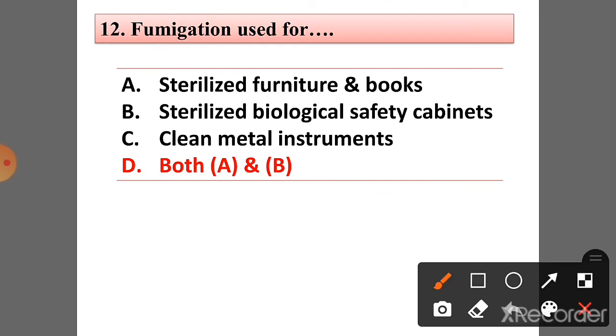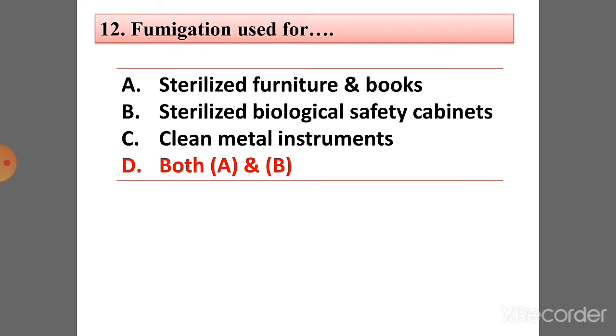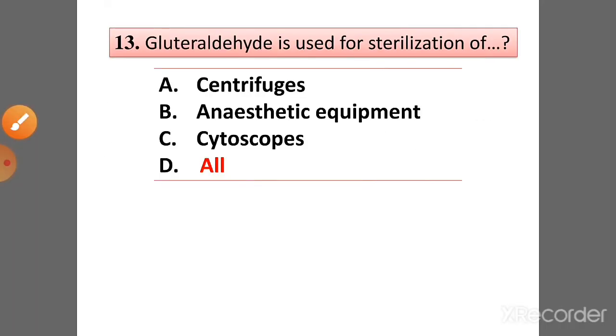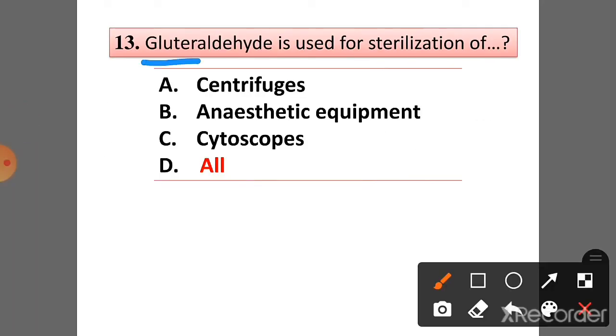Question 12. Fumigation used for option D, A and B. To sterilize furniture and books and sterilize biological safety cabinets. Question 13. Glutaraldehyde is used for sterilization of option D, all. Centrifuge, anesthetic equipment and cystoscope.